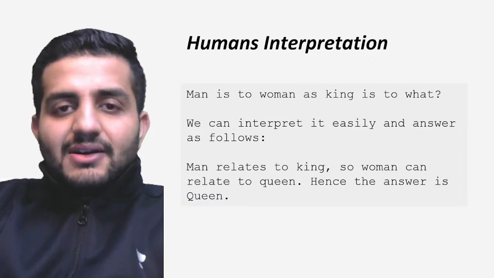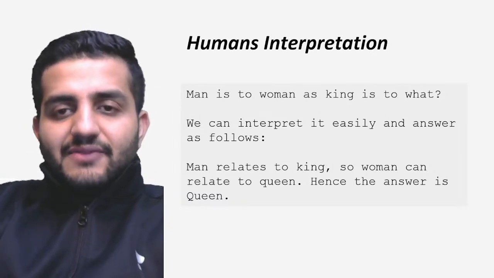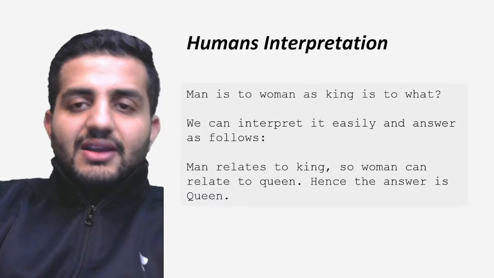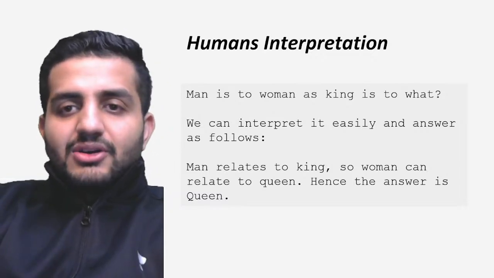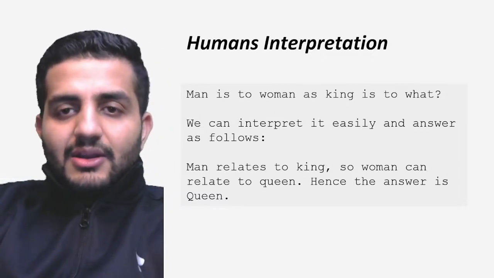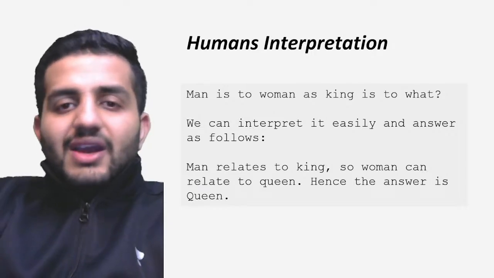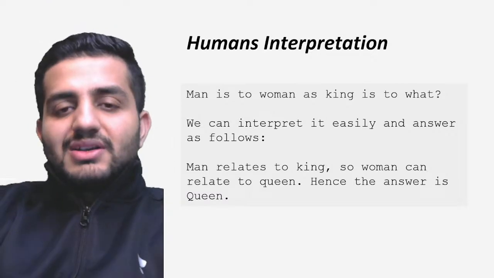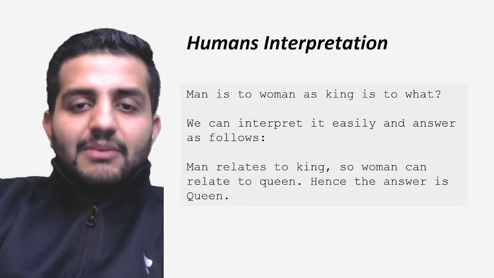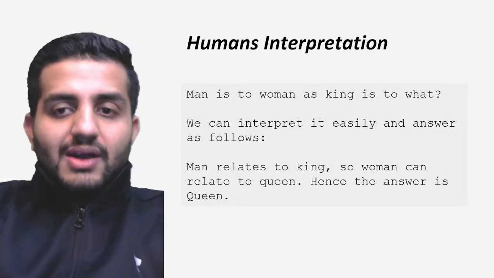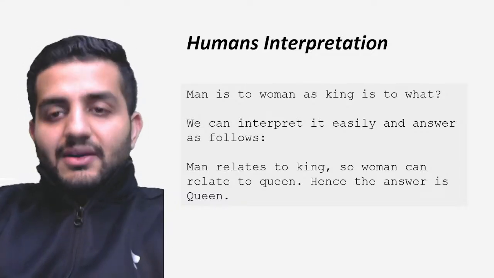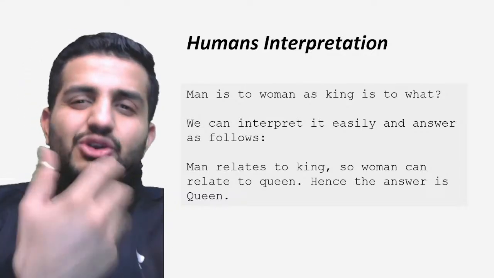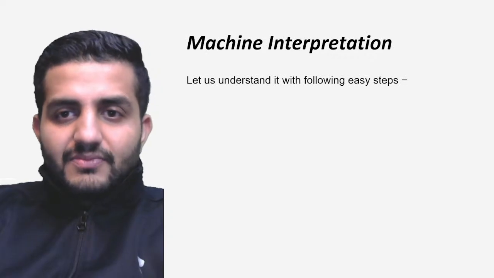Because man is more of a male, and woman is a female. King is definitely a male here. The female counterpart of king is queen in terms of gender. So we can literally interpret it, right? And for me, it becomes very easy to understand. So we can relate that man relates to king, and likewise woman relates to queen, right? So the answer is queen. It's a human way of interpreting it, right?